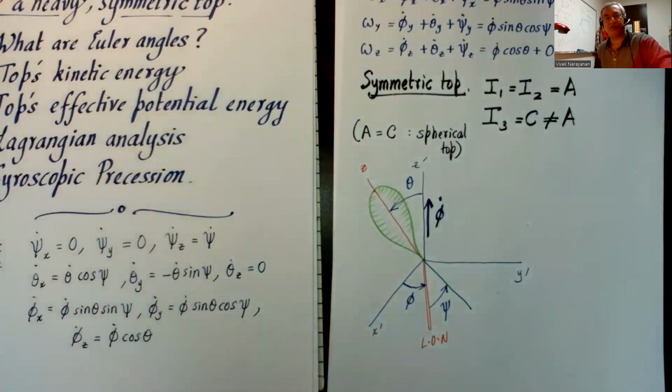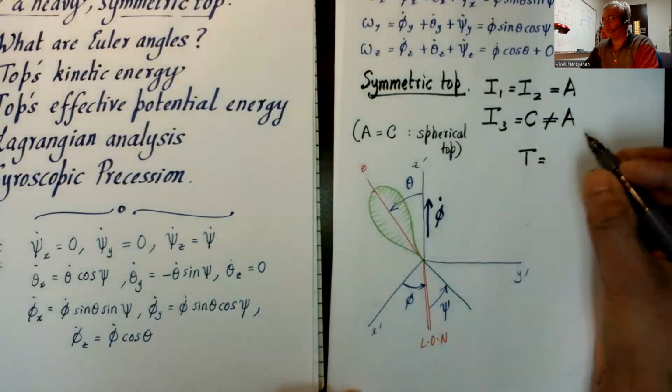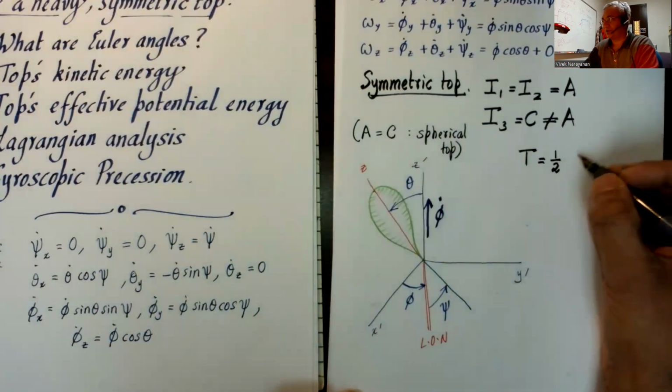Now, what are we going to do with this setup? Well, first of all, we're going to write the kinetic energy term for the top. That's the hardest part. Once we get over that, we can write the Lagrangian.